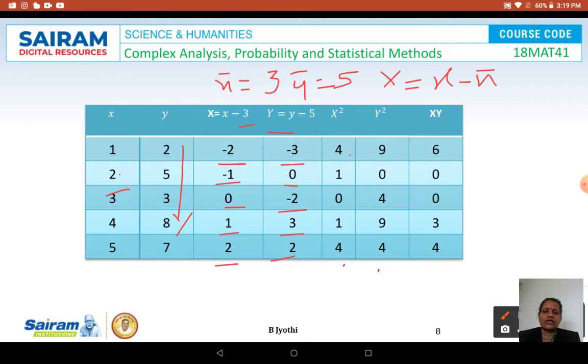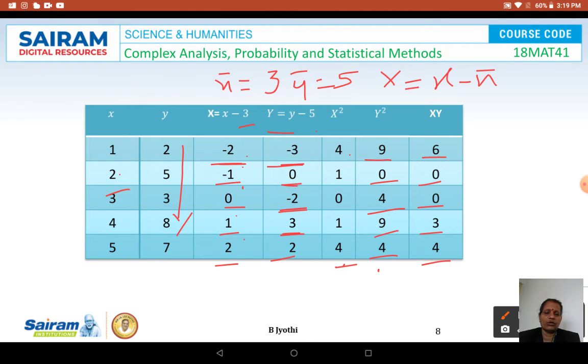So x square gives the corresponding squares of the values. So it is minus 2 square is 4, minus 1 square, 0 square, 1 square and 2 square. Similarly, y square when we calculate: minus 3 square which is 9, 0 square which is 0, minus 2 square which is 4, 3 square is 9 and 2 square is 4. Next let us calculate x into y, which is 6, 0, 0, 3 and 4.